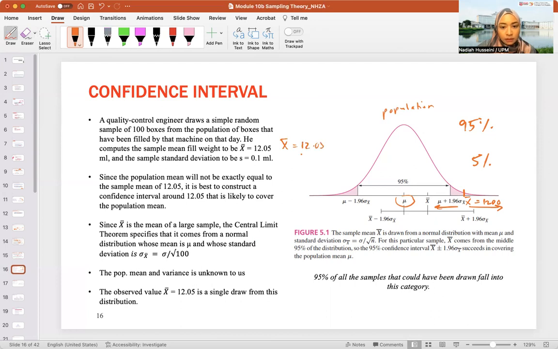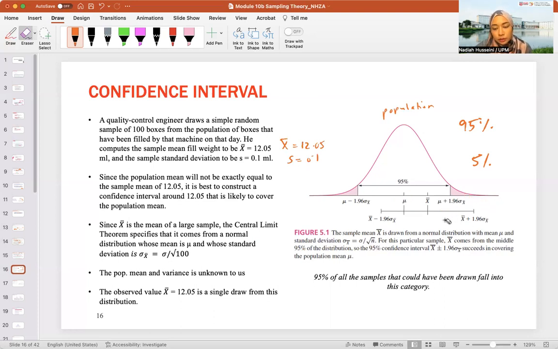Okay, S equals 0.1 mil. We don't have to use the units here. Since the population mean will not be exactly equal to the sample mean because of sampling variability, we are not sure if it will be exactly the same as our population, but we know that it is normally distributed and it will center towards the mean. This is what we know. It is best to construct a confidence interval around 12.05 that is likely to cover the population mean.